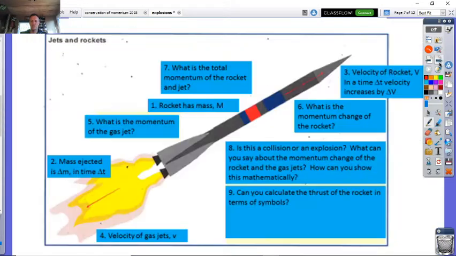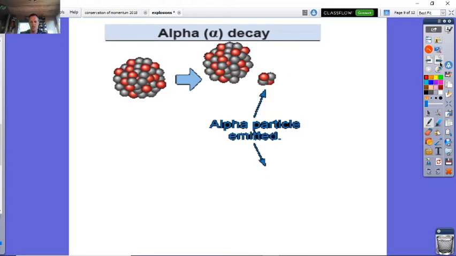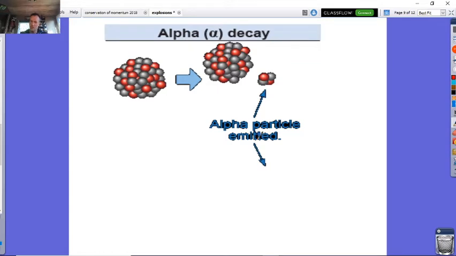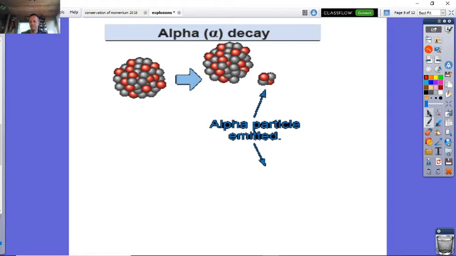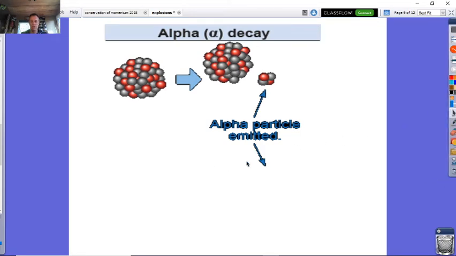Okay, so to finish this all off, there is an exam question in the chapter about momentum, but this is mainly going to come in when you get to year 13, where we look at nuclear decay.